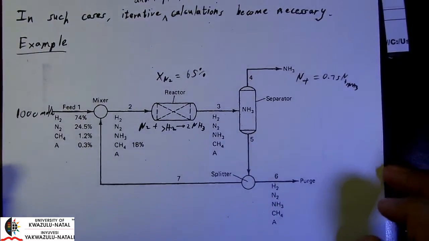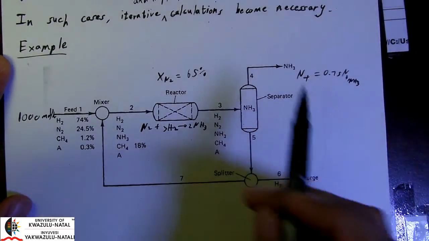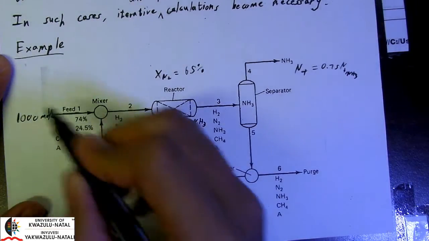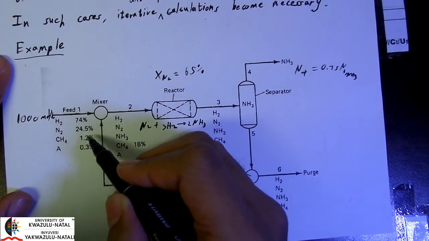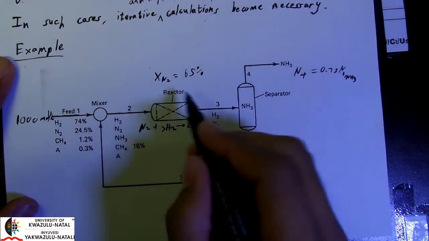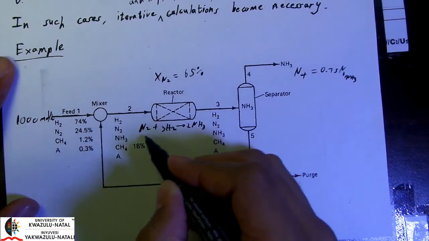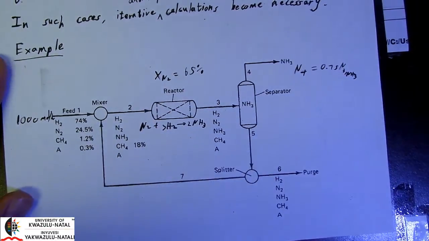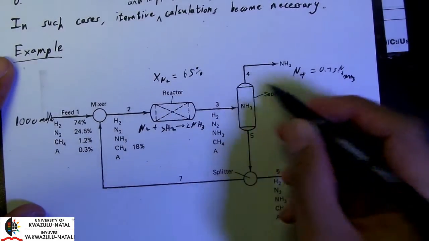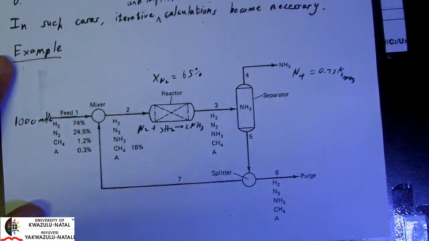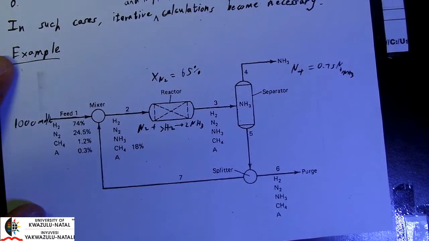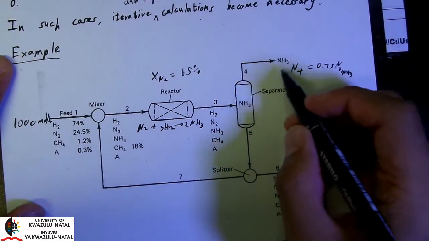So let's look at the following example. We have an ammonia plant and we have a feed gas coming in and we are given the composition, and it is catalytically reacted in a reactor to produce ammonia. So we just have a single reaction occurring and the products of this reaction are sent to a separator, which is in actuality a refrigeration unit, and this refrigeration unit separates most of our ammonia.